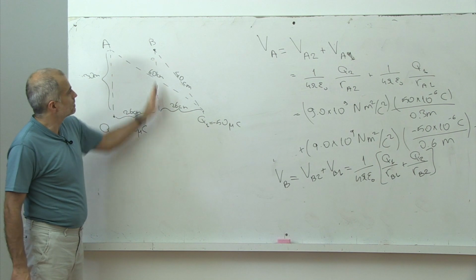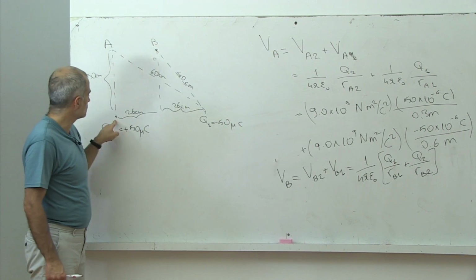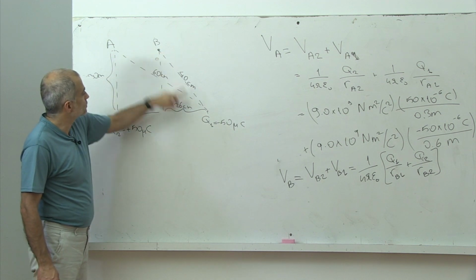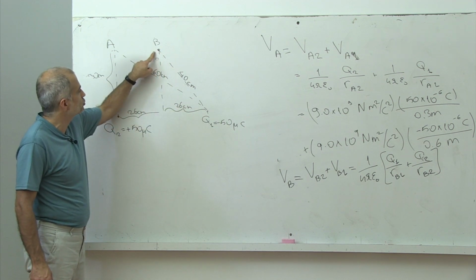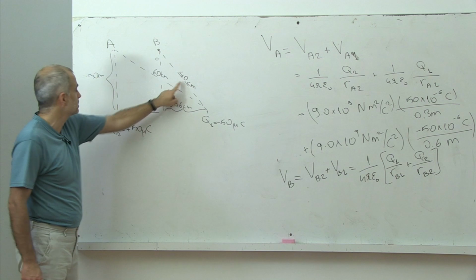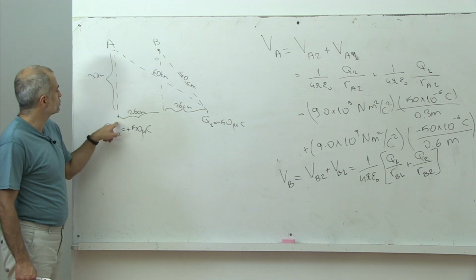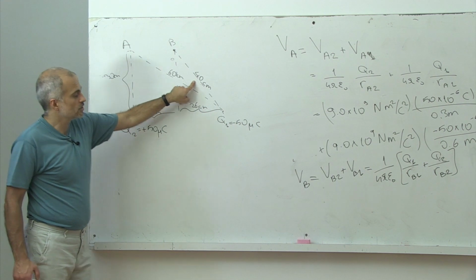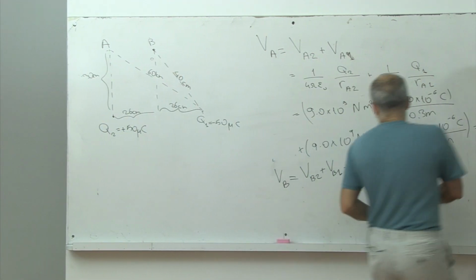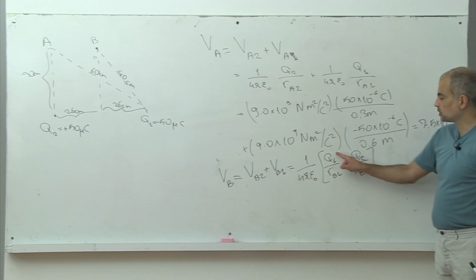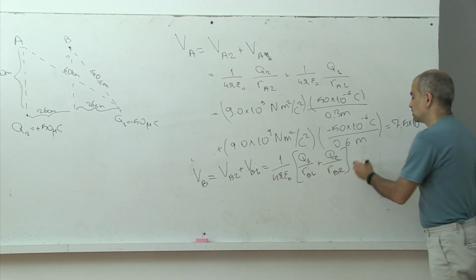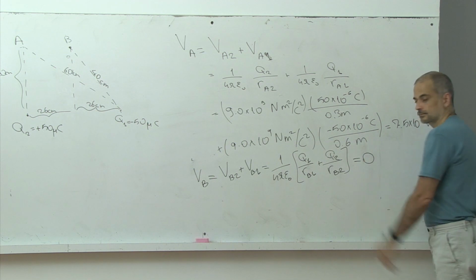But since we are on the midplane separating these two point charges, the distance of the charge Q1 from the point B, if it is 40 centimeters, the distance of charge 2 from the point B is also 40 centimeters. So these 2 distances are equal. Q1 and Q2 have the same magnitude, but they differ in sign. So when you sum them up, it's just 0.